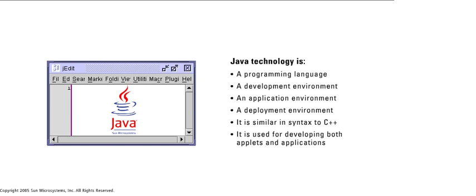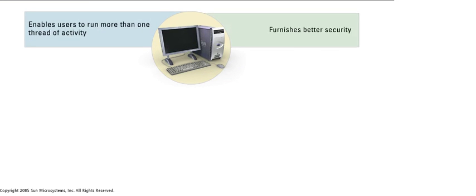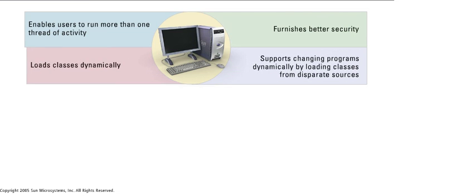Also, Java is a deployment environment. Java can be deployed on an operating system, inside of a web browser, on a web server, or in an application server. The developers of Java technology had many goals for it in mind.